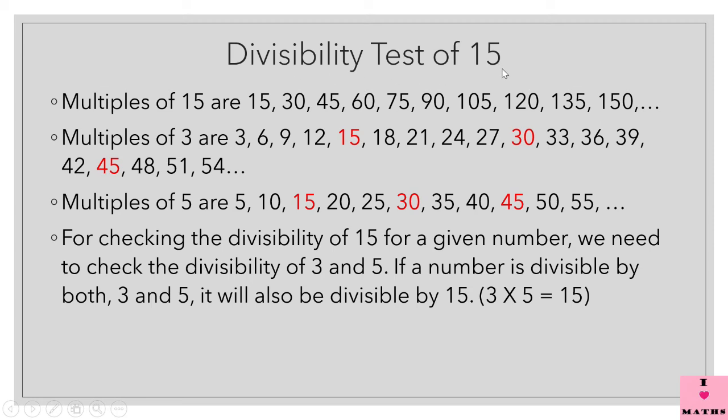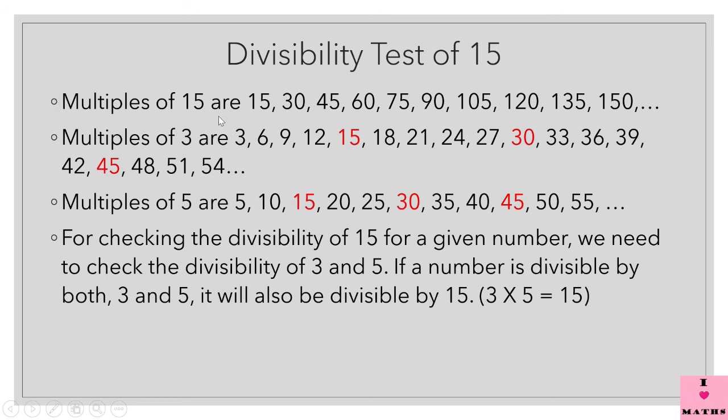It is very similar to the divisibility test of 12. I'll tell you how. Now, 3 fives are 15. And 3 and 5 are co-prime numbers, beta. See, 3 and 5 come together only in the table of 1. They are co-prime numbers. So, let us see the multiples of 15.